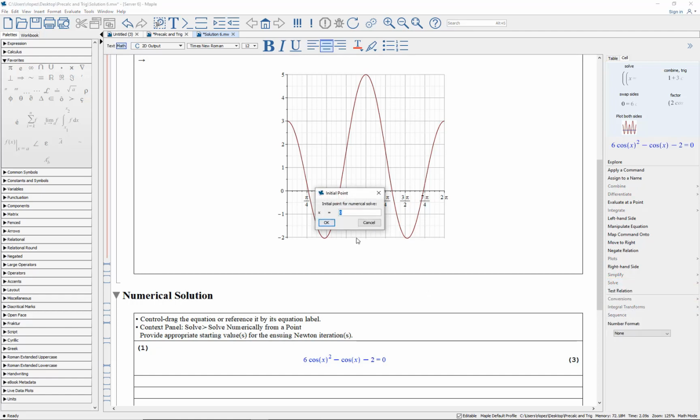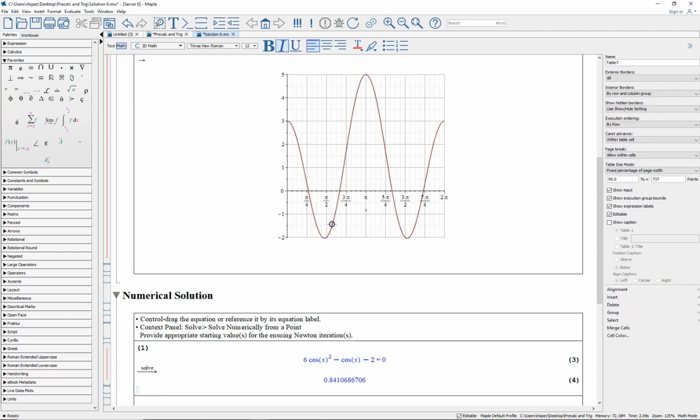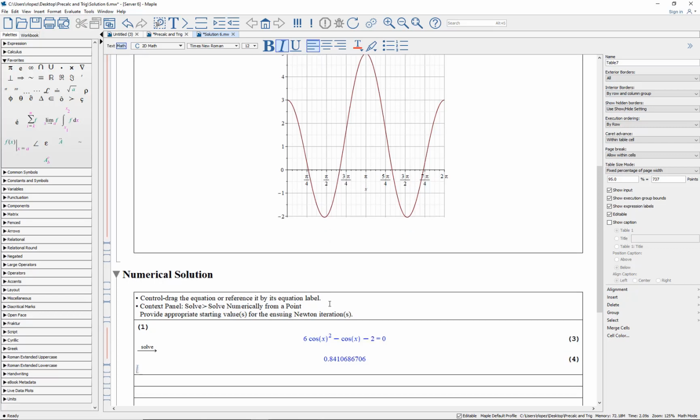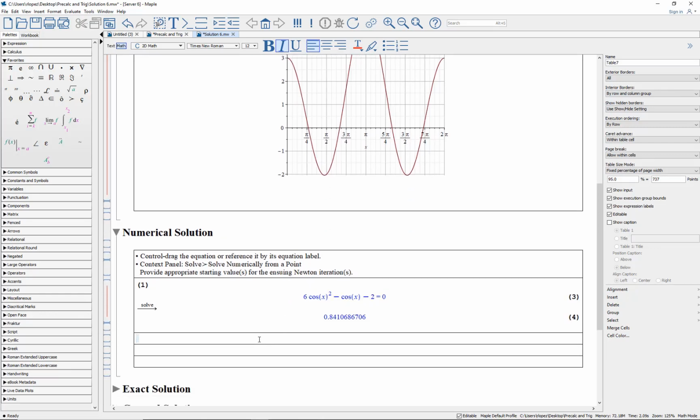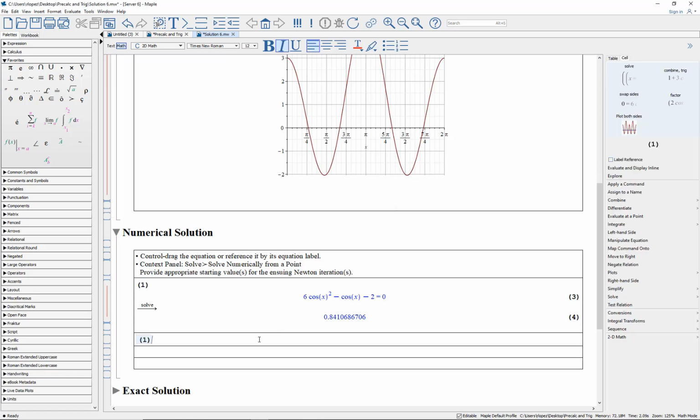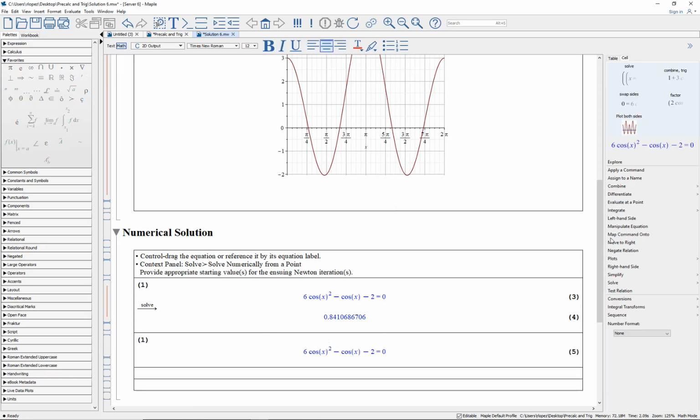And here we give a rough idea of an initial value, and we'd like to pick values near where we can see what these roots are. So let's try 0.6. And we have this first root, and we just keep doing that for the remaining roots. Control L1. Solve numerically from a point. So roughly, what is that?